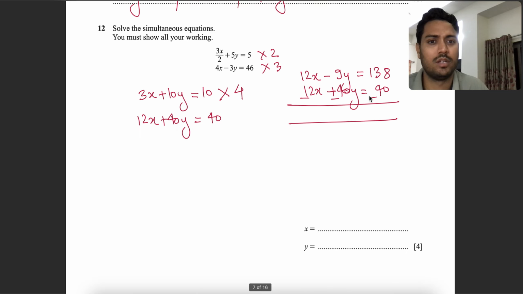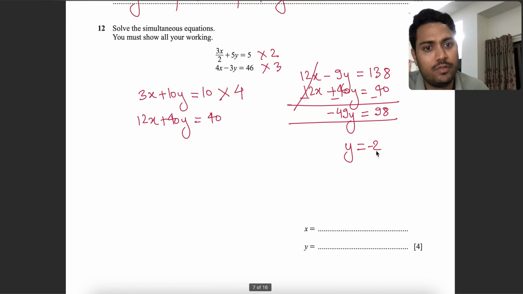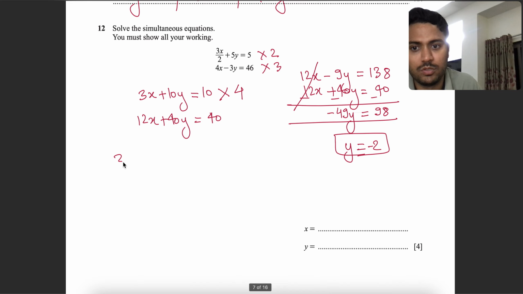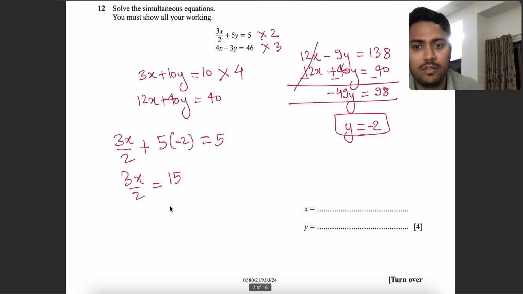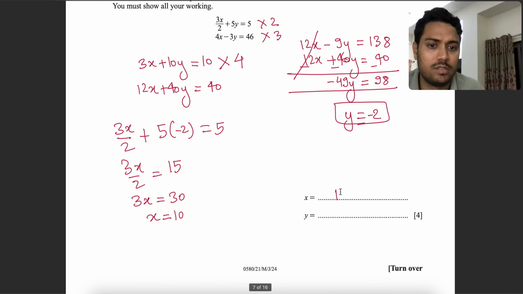Subtract them, so the x component will get cancelled out, the first term from both the equations. Minus 9 minus 40, minus 49y is equal to 138 minus 40, going to be 98. So y will be negative 2. y is negative 2, substitute in the first equation. So 3x by 2 plus 5 times minus 2 equals 5. So 3x by 2 will be 5 plus 10, 15. 3x equals 30, x equals 10. So x is 10, y is minus 2.